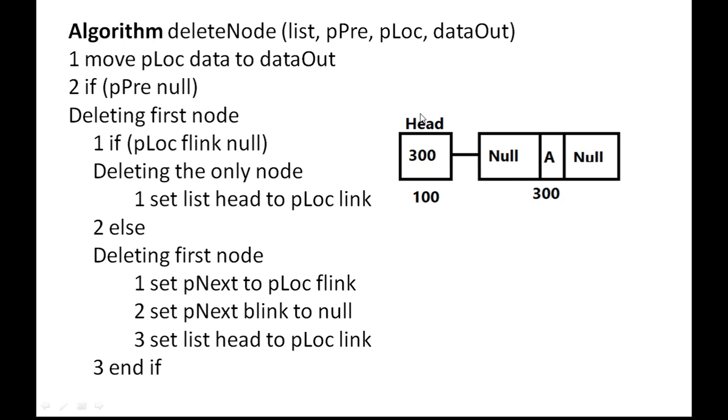So this is the first case. There is a single node and I want to delete that, and it's a simple case. Just change this head pointer to null, and that's what is done. If p location forward link to null, so p location is actually the node to be deleted. It is pointing to the node to be deleted, and if its forward link is null, which means it is an only node.